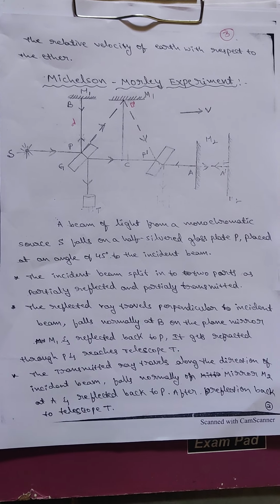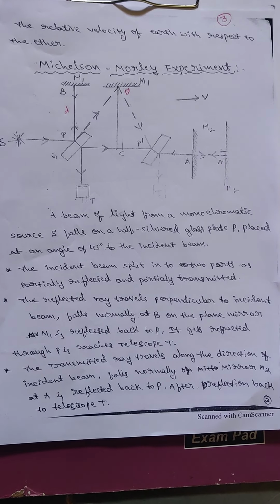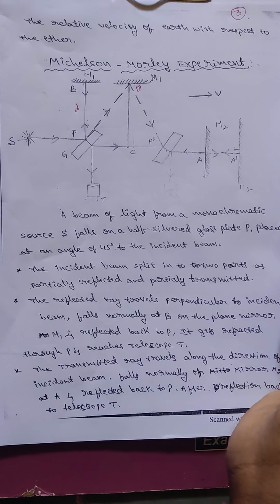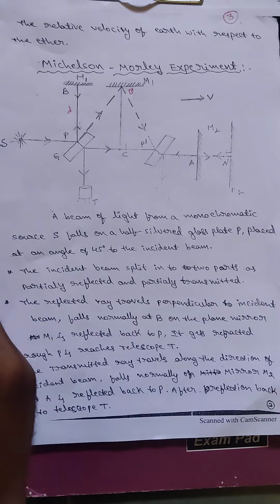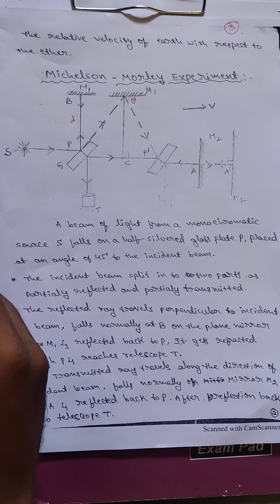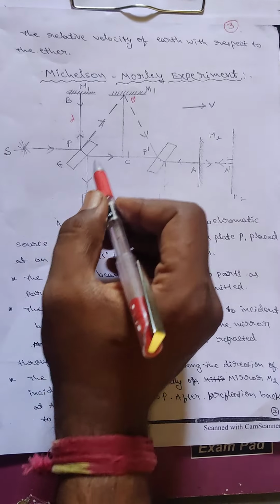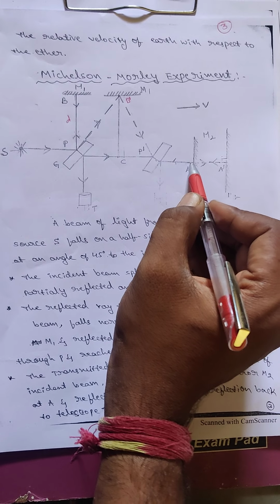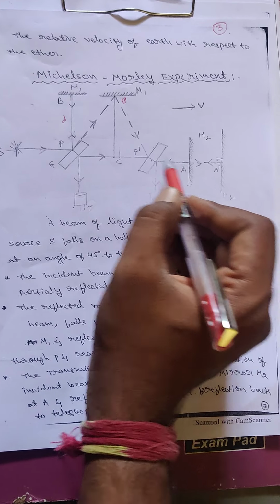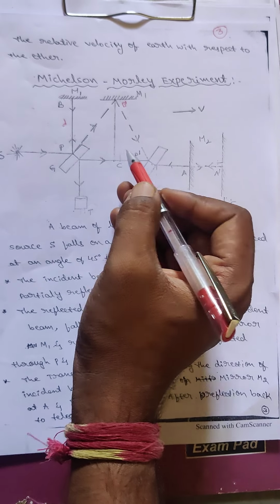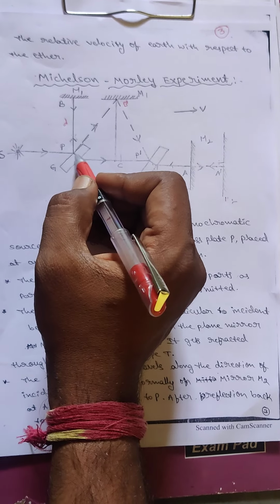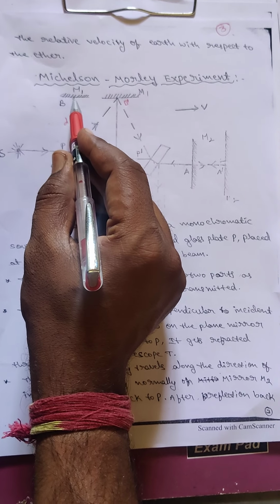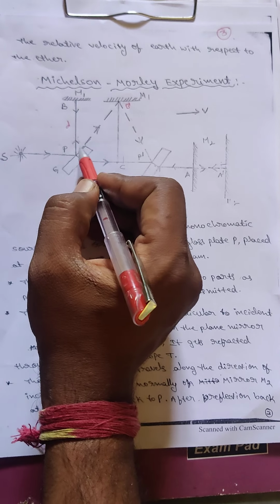Hello my dear students, in the last video I already explained the ray diagram of the Michelson and Morley experiment. Now we have to calculate the time taken for the reflected ray and the transmitted ray. The transmitted ray goes from P to A and back from A to P, and we also calculate the time taken for the reflected ray from P to B and back from B to P.